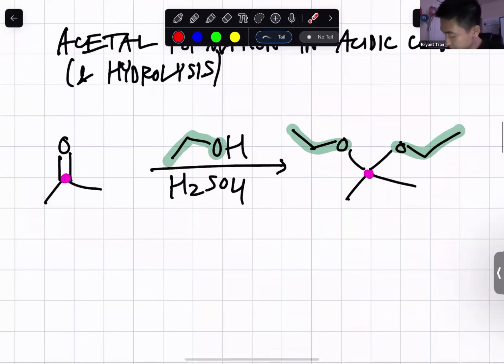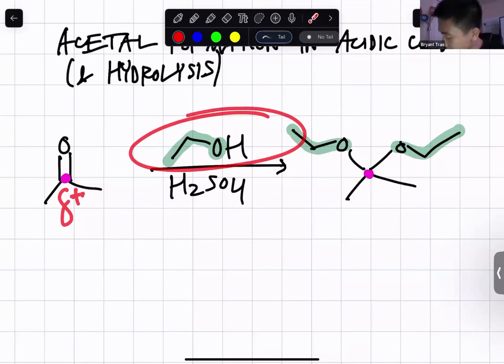So let me show you how we do that mechanistically, step by step, arrow by arrow. This carbonyl carbon here, what charge would you say that has? Partial negative or partial positive charge? Partial positive. And if it's partial positive, would that be the nucleophile or electrophile? Electrophile.